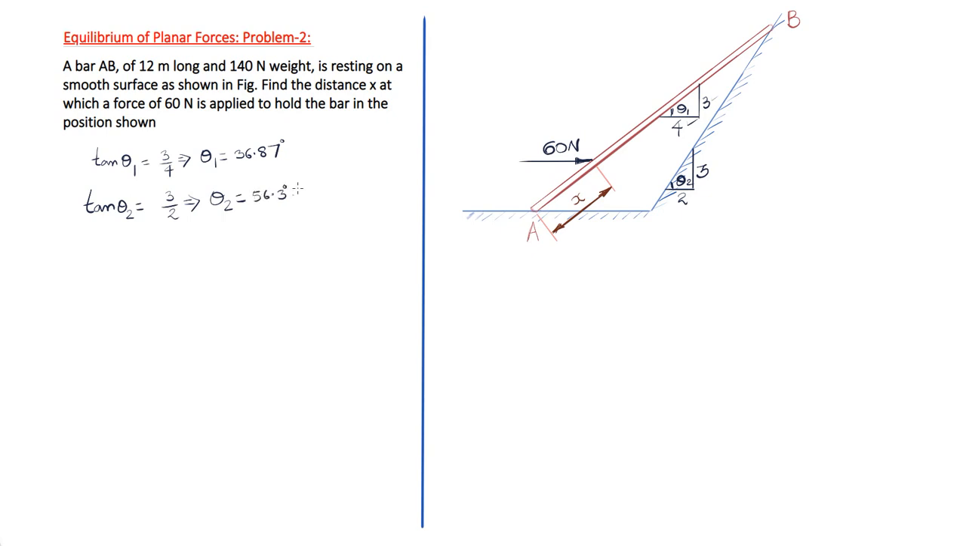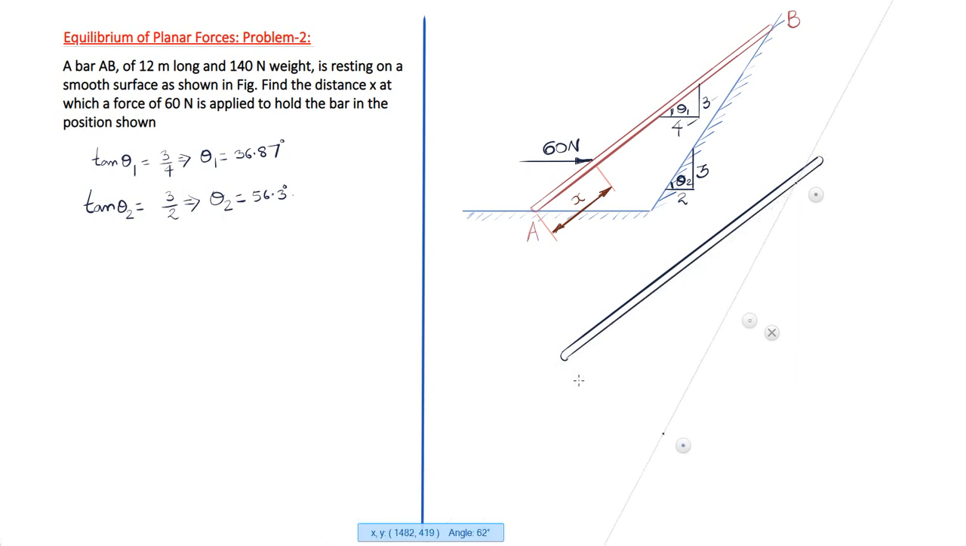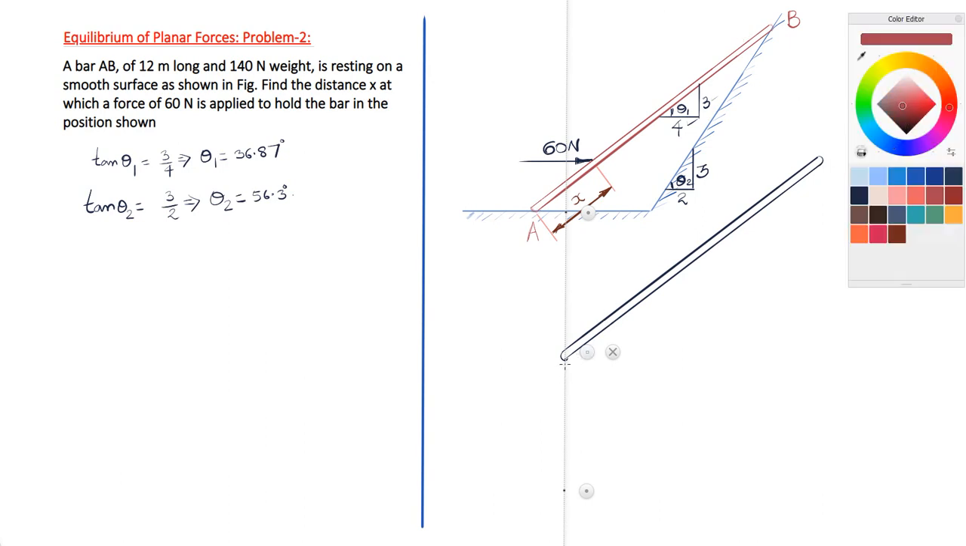Now let us draw the free body diagram of bar AB. There will be two reactions acting on the bar AB, one at point A and the other at point B. The reaction at point A is exactly perpendicular to the surface at A, and let's call that reaction RA. So RA acts exactly at point A and is vertically upward.